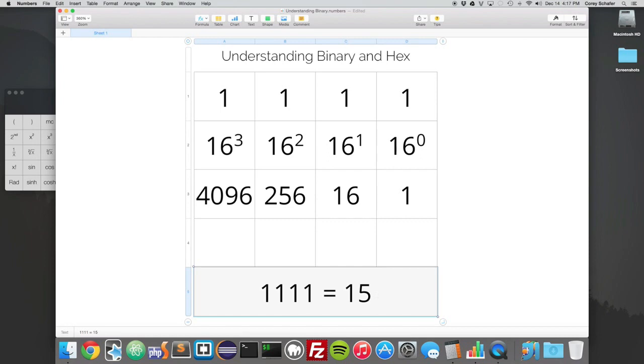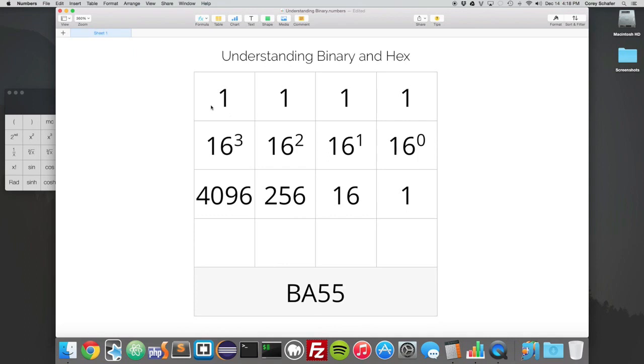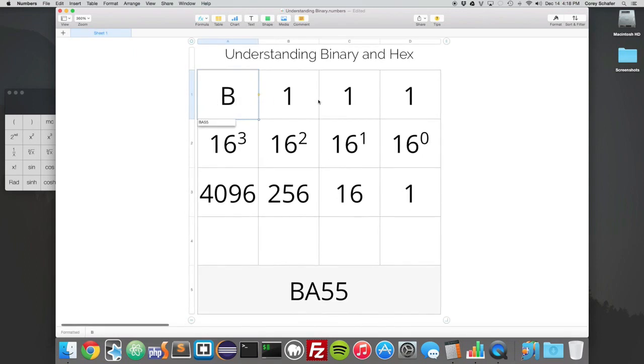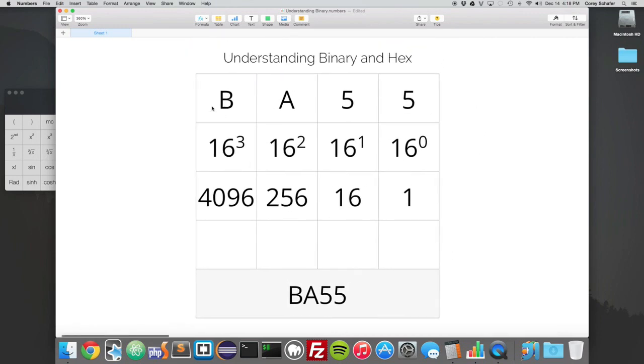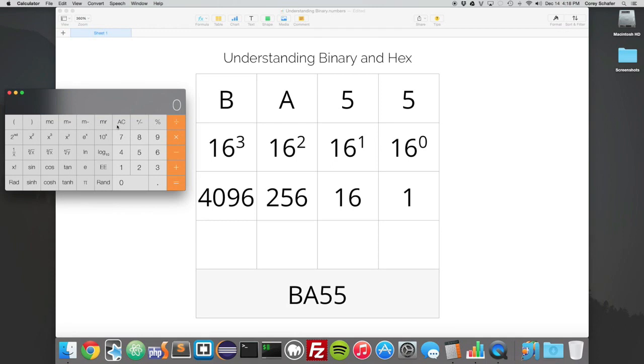Say we had a hexadecimal value that was 5 5 A B. Let's write this out up here. To start off, if you remember, A was 10, so B is 11. So B, which is 11, times 16 to the third, which is 4096.